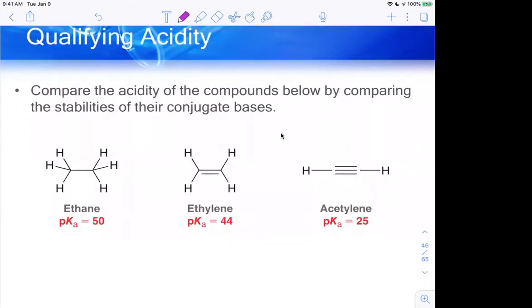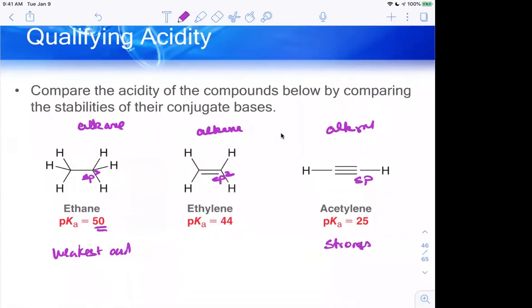So if I look at an alkane versus an alkene versus an alkyne, and I think about these as sp3 versus sp2 versus sp hybridized carbons, notice the sp3 is the longest orbital and it has the highest pKa. So this is definitely the weakest acid, and this is the strongest acid.